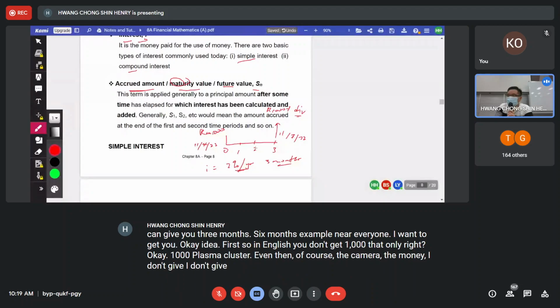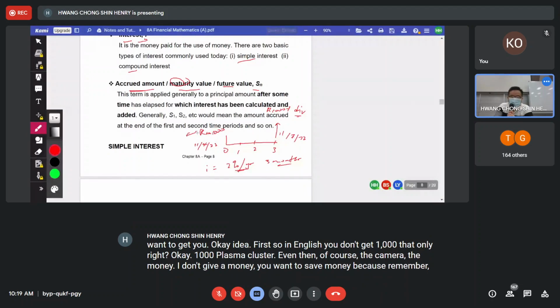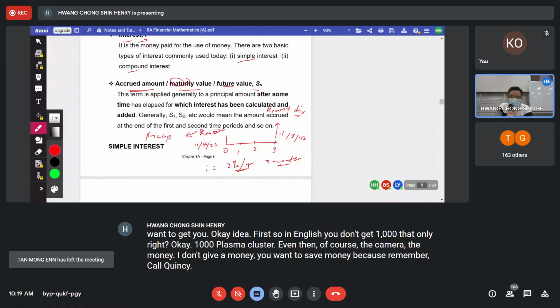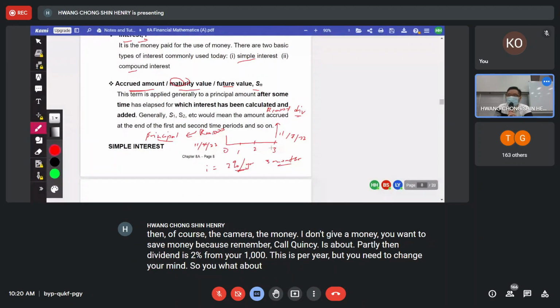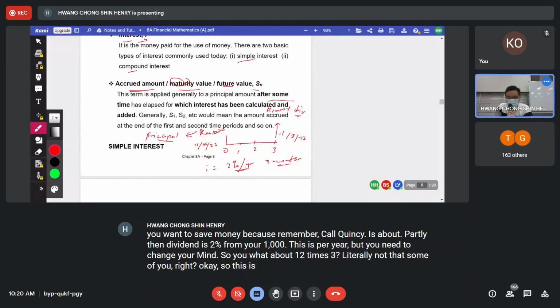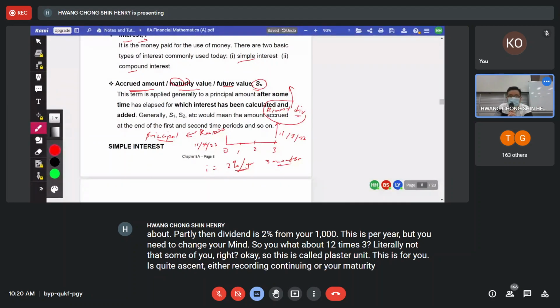Of course, you get back the money. You get back your principal, this is called principal, one pokok, plus the dividend. Dividend is 2% of your 1,000. This is per year, but you need to change it for 3 months, so you divide by 12 times 3. Later we learn all that, but some of you already know how to calculate. Fine. So this is called the pokok plus the dividend. This is called your S n. Either we call it future value, maturity value, or accrued amount.